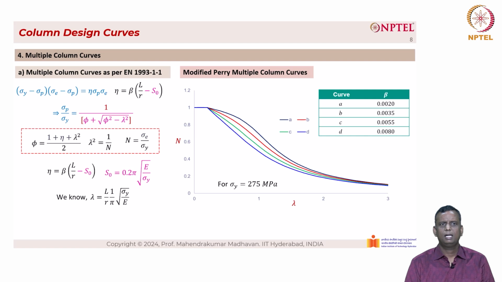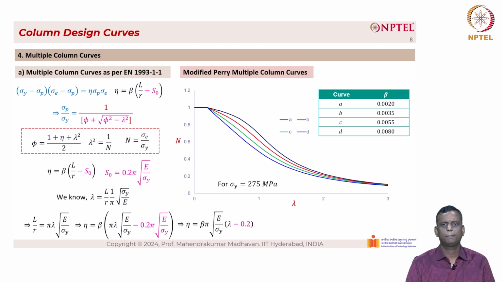We know that lambda equal to L by R into 1 by pi into root of sigma y by E. So when we substitute this value of L by R in the eta equation, we get eta equal to beta into bracket open pi into lambda into root of E by sigma y minus 0.2 pi into root of E by sigma y. This gives rise to the value eta equal to beta into pi into root of E by sigma y into lambda minus 0.2.